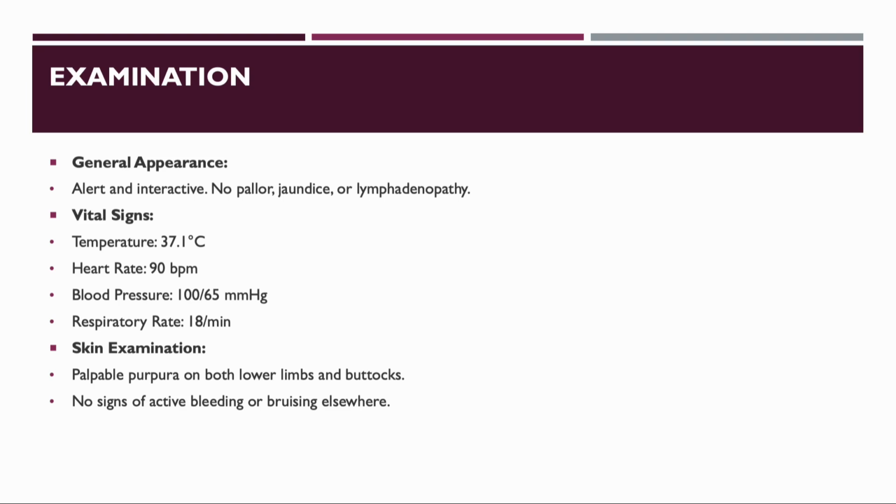Examination: general appearance: alert and interactive. No pallor, jaundice, or lymphadenopathy. Vital signs: temperature 37.1, heart rate 90, blood pressure 100/65, respiratory rate 18. Skin examination: palpable purpura on both lower limbs and buttocks. No signs of active bleeding or bruising elsewhere.